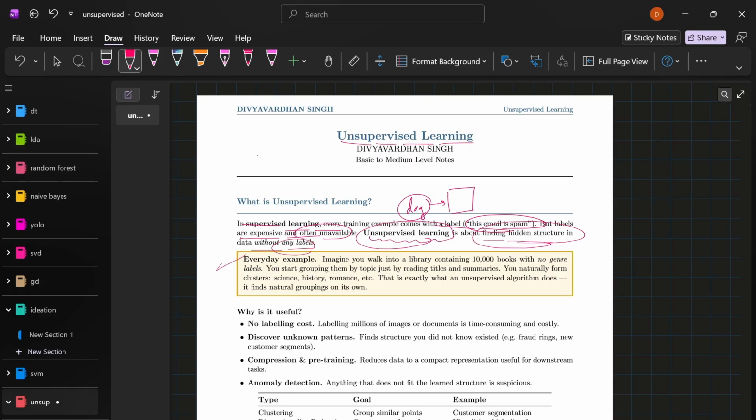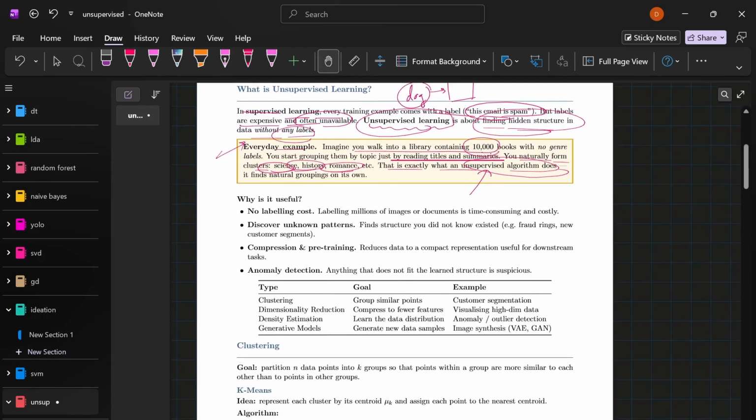Imagine you walk into a library with 10,000 books. There is no general label on any of them, like no science, no history, no romance stickers, nothing. But you start reading the titles and the summaries to figure out which group each belongs to. So one of them feels like science, one like history, one like a romance novel. Here you didn't need any other person to tell you what it is. You figure it out on your own. That's exactly what an unsupervised algorithm does. It looks at the data, figures out the natural groupings, and groups it all at once.